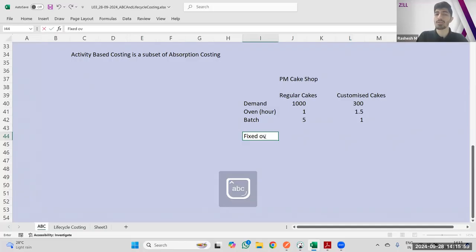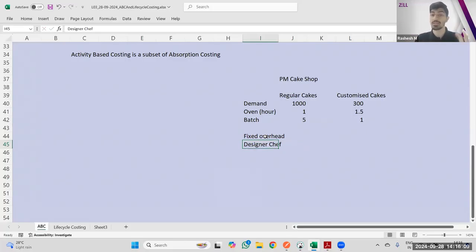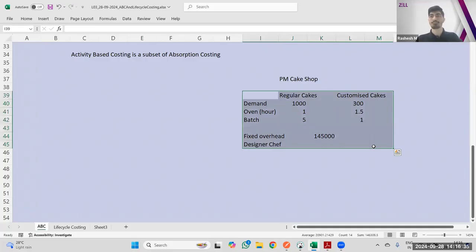And let's keep it very, very simple. I only have one fixed overhead, which is, in my case, a designer chef. I have someone who just knows cakes very well in and out, and he's a brilliant designer. He makes amazing cakes. That's the reason why my business is successful. But I have to pay him 1,45,000 in salary per month. Now, of course, this salary is a fixed overhead in this cake shop scenario, and I need to use some sort of costing method to find a way to get this on a per unit basis. Correct? Everyone clear with the scenario before we go forward?